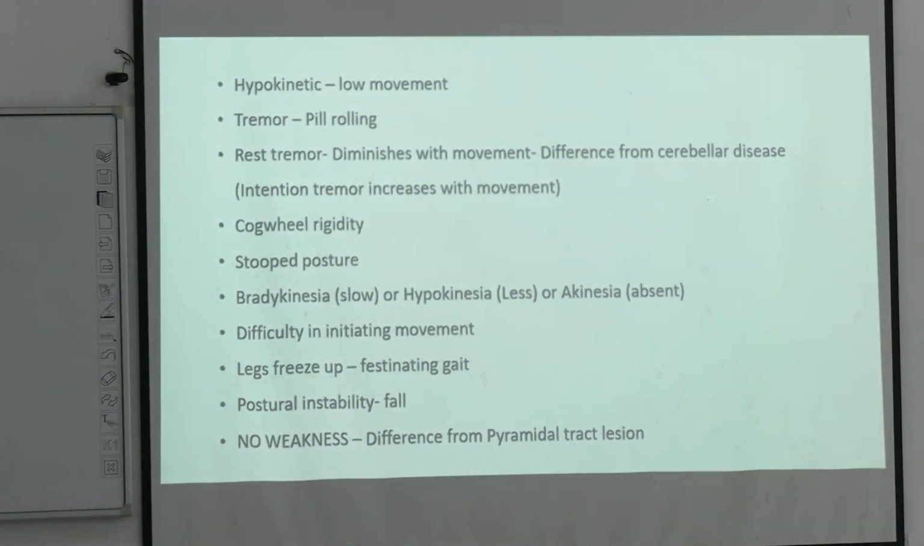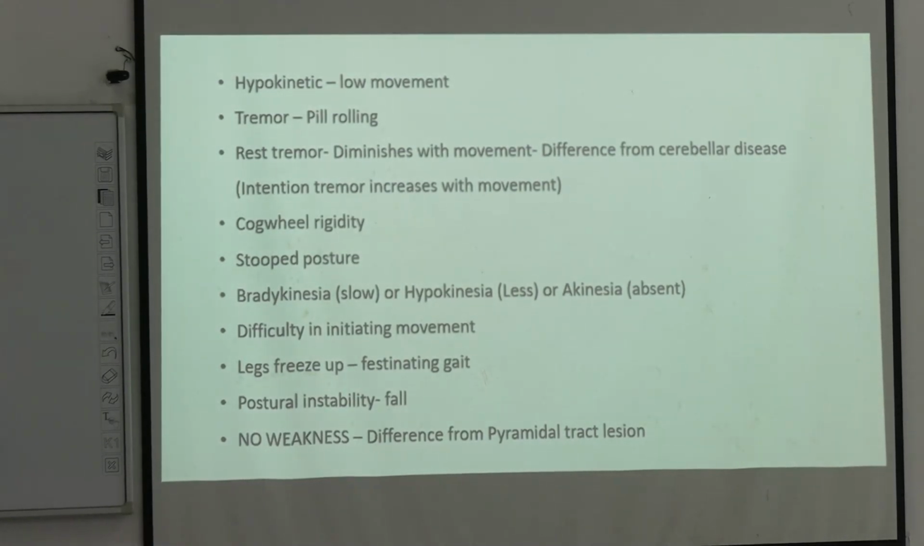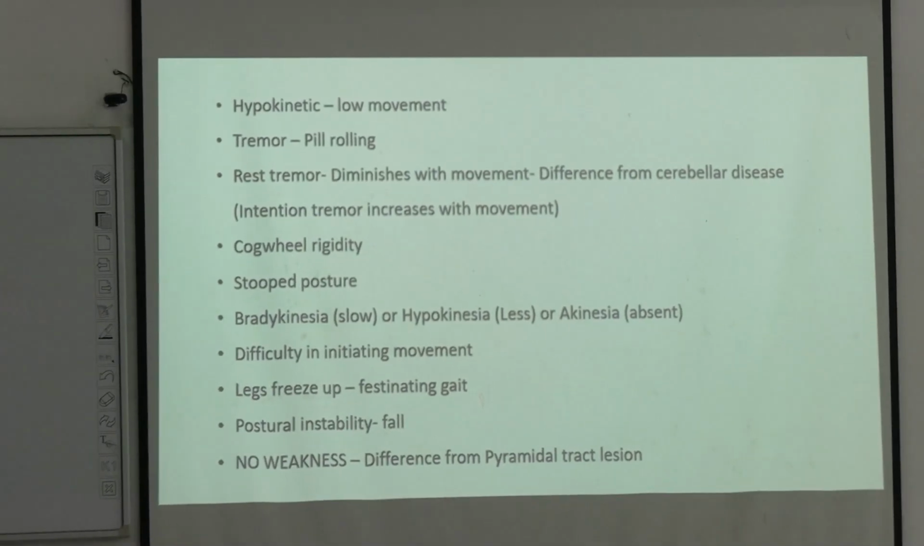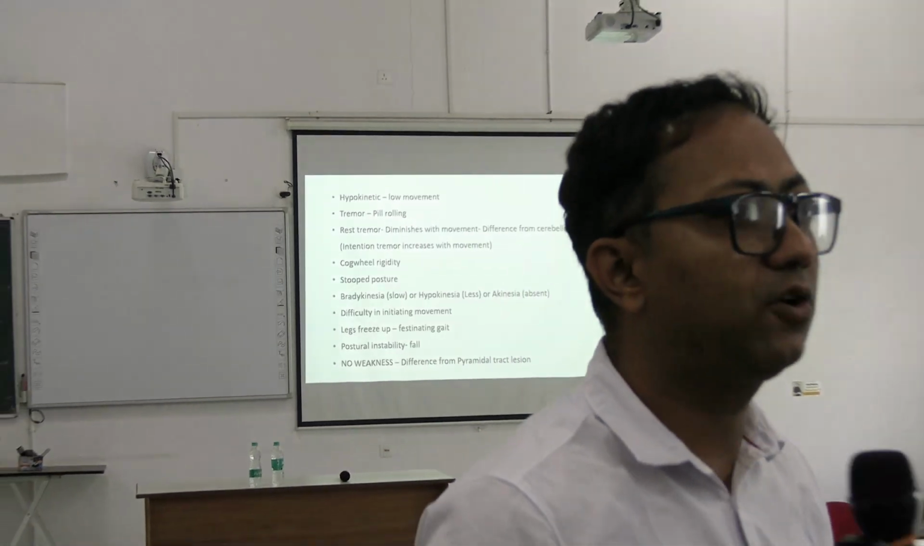In cerebellar disease, the specific type of tremor is called intention tremor. When you try to hold an object or touch an object, at the end of the movement there is tremor; it is called intention tremor. In contrast, the very specific tremor in Parkinson's disease is called rest tremor or pill rolling tremor.